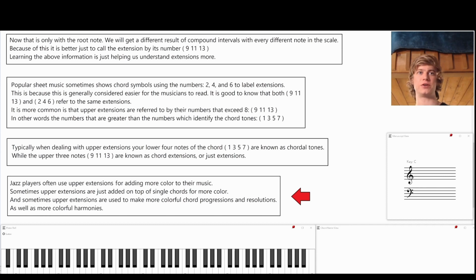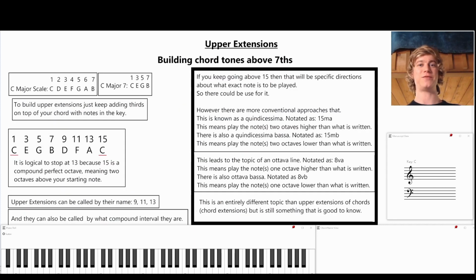Sometimes upper extensions are just added on top of single chords for more color. So you might add a 9 on top of your 7th chord to make it sound a little more full. And sometimes upper extensions are used to make more colorful chord progressions and resolutions, as well as more colorful harmonies. Okay, so that's basically it for this video.